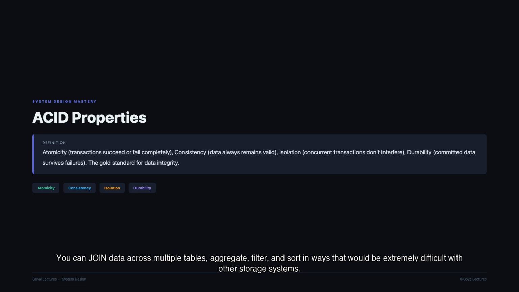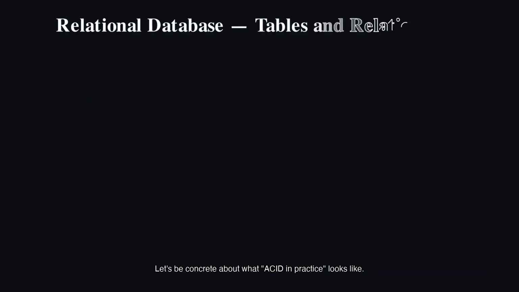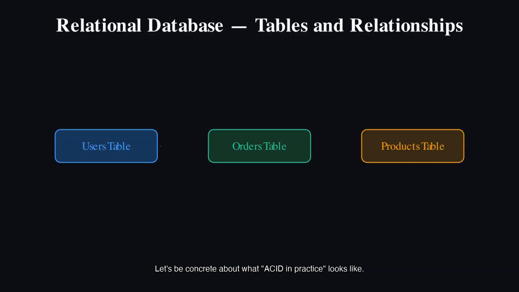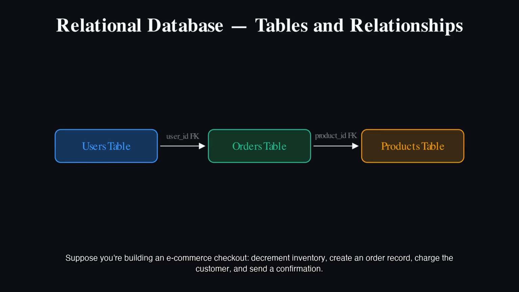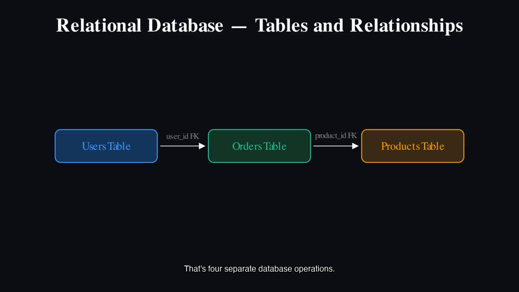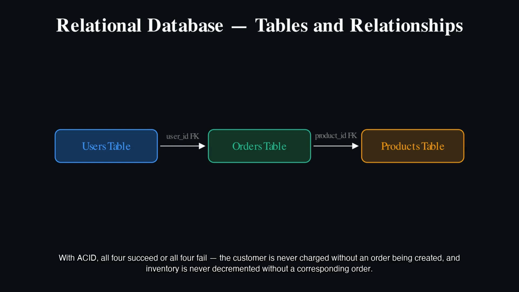Let's be concrete about what ACID looks like in practice. Suppose you're building an e-commerce checkout. Decrement inventory, create an order record, charge the customer, and send a confirmation. That's 4 separate database operations. With ACID, all 4 succeed, or all 4 fail. The customer is never charged without an order being created, and inventory is never decremented without a corresponding order.